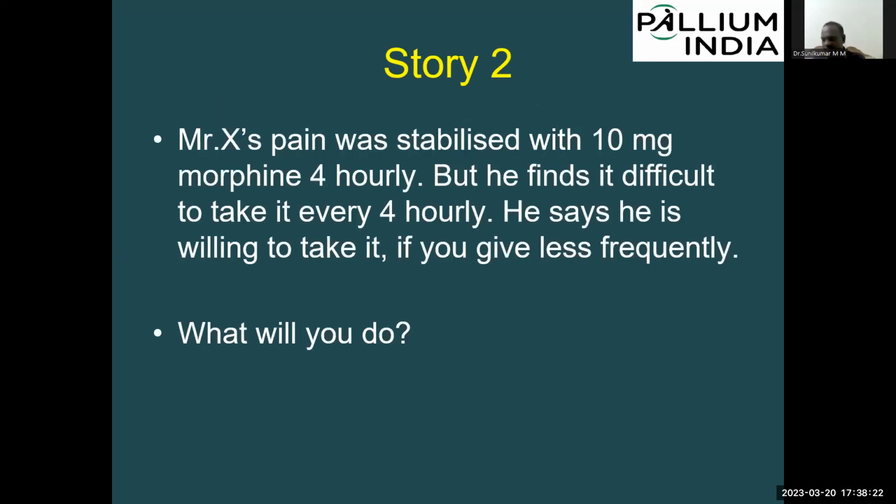So somebody please read this. The same patient. Mr. X, pain was stabilized with 10 mg of morphine 4 hourly, but he finds it difficult to take it every 4 hourly. He says he is willing to take it if you give it less frequently. What will you do?